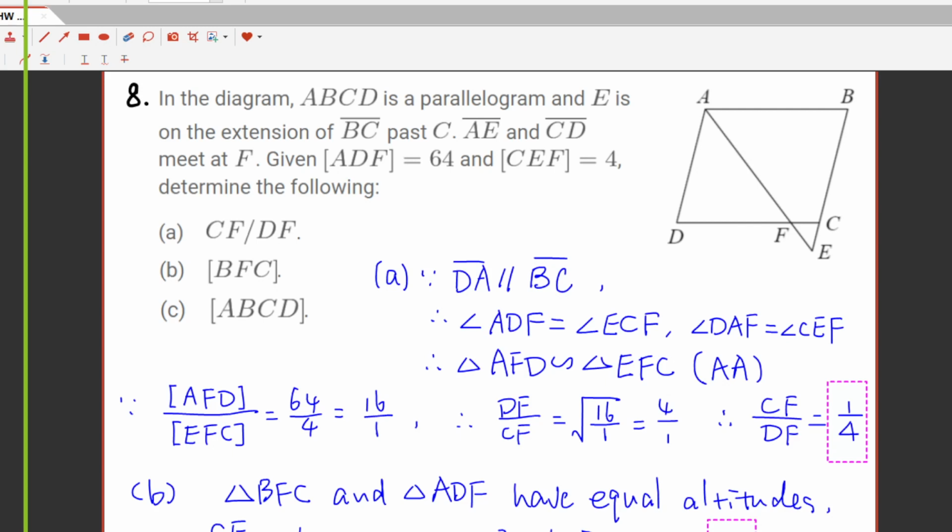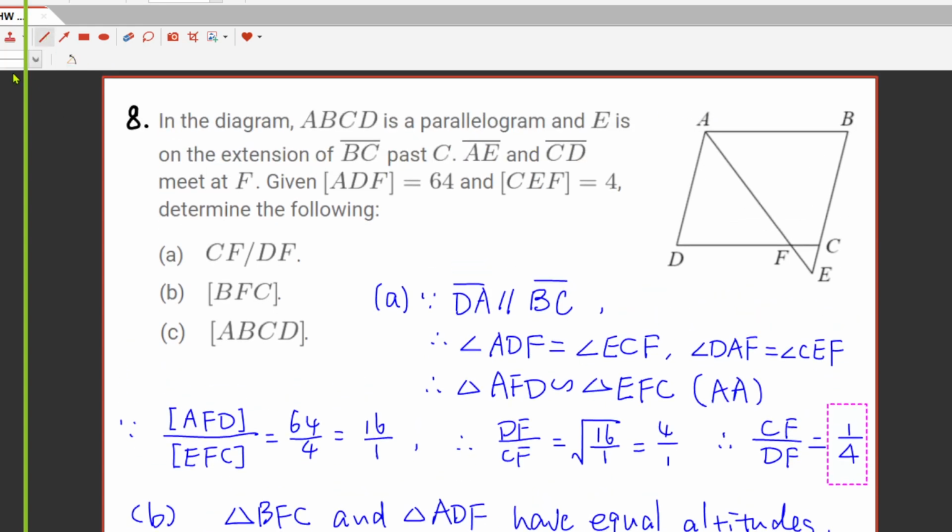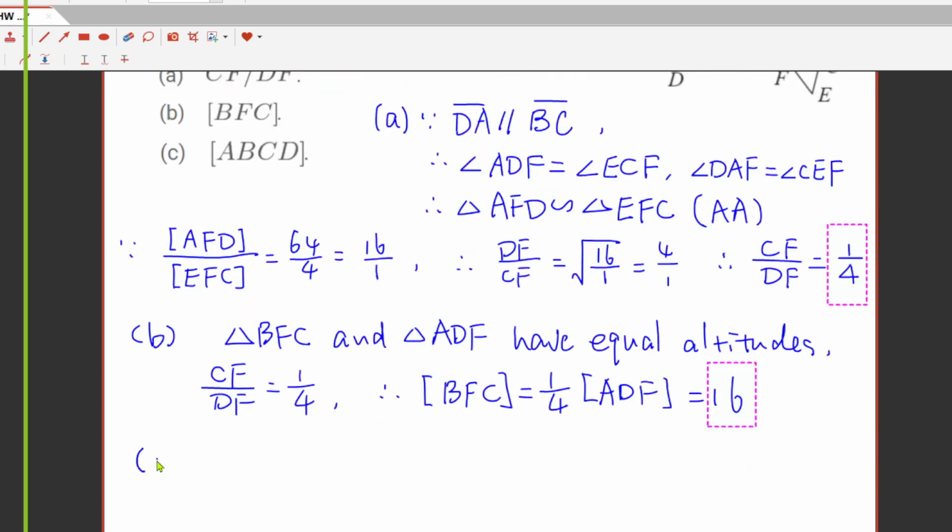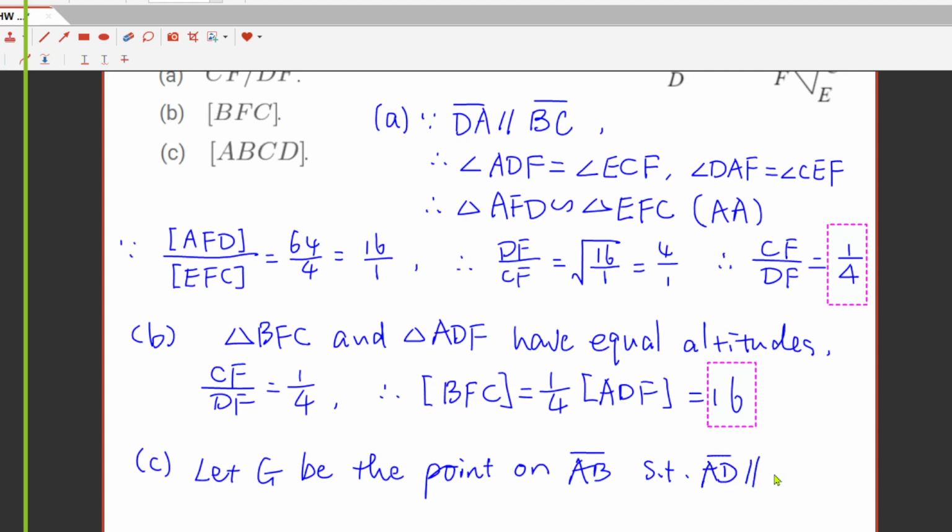Okay, last question. We can draw some auxiliary lines. So we could let G be the point on AB such that AD is parallel to FG and parallel to BC. So you should write it like this. You could let G be the point on segment AB such that AD is parallel to FG, which is parallel to BC as well.